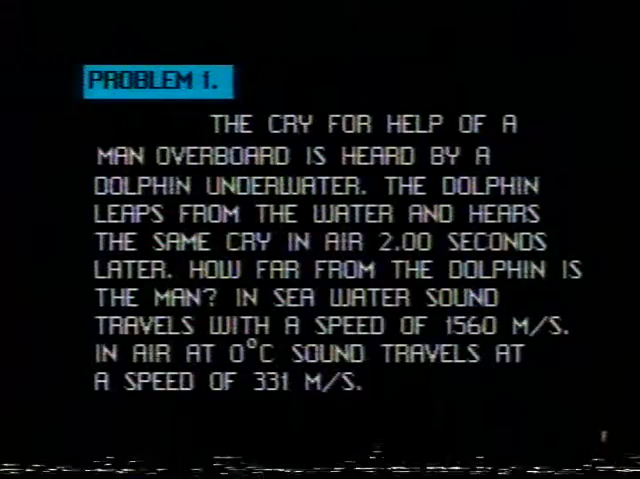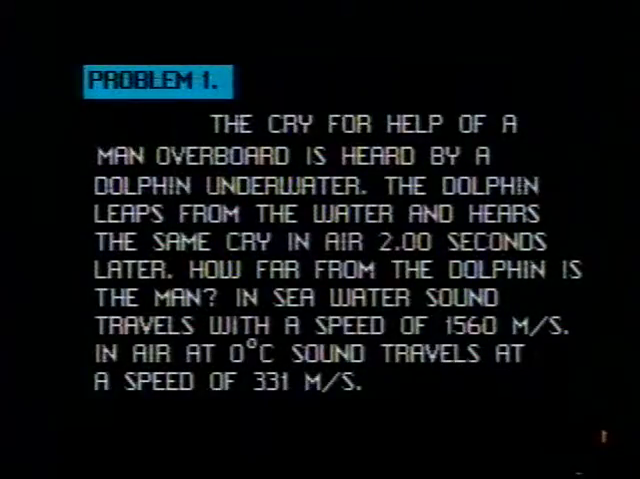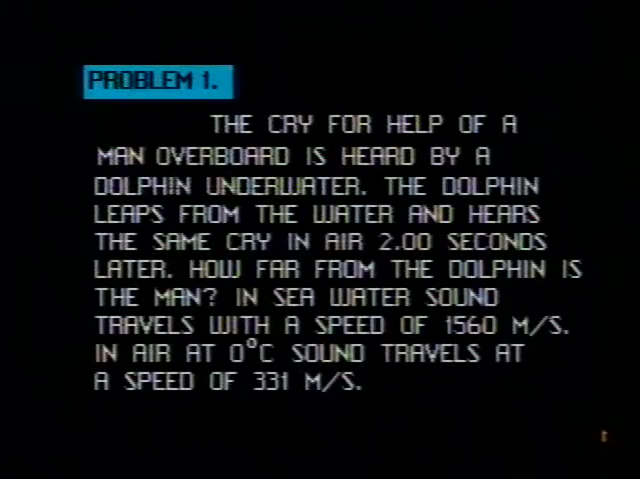Problem number 1 reads, the cry for help of a man overboard is heard by a dolphin underwater. The dolphin leaps from the water and hears the same cry in air 2 seconds later. How far from the dolphin is the man? In seawater, sound travels with a speed of 1,560 meters per second. In air, at 0 degrees centigrade, sound travels at a speed of 331 meters per second.